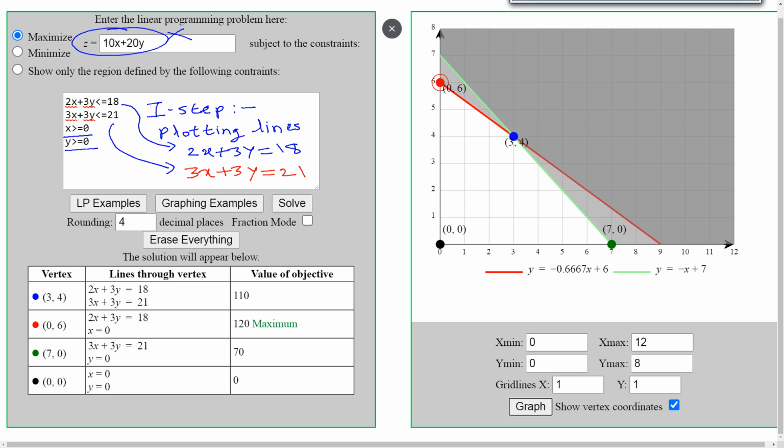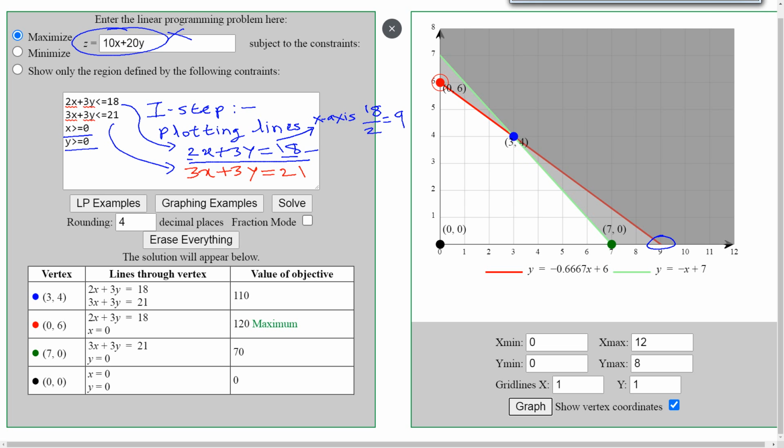So, in order to plot the line 2x plus 3y is equal to 18, we need 2 points, a point on the x-axis and a point on the y-axis. For this line 2x plus 3y is equal to 18, the point on the x-axis is given by 18 upon 2, c upon a, constant upon coefficient of x. This constant upon coefficient of x, 18 upon 2, is equal to 9. So thus we get our first point 9 on the x-axis.